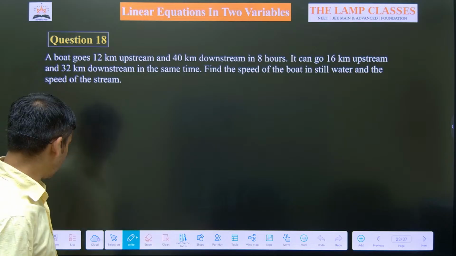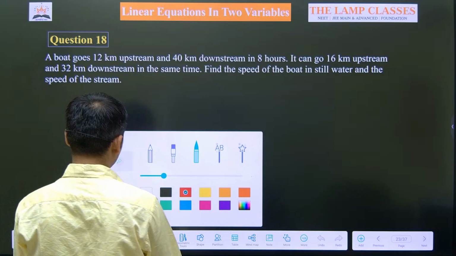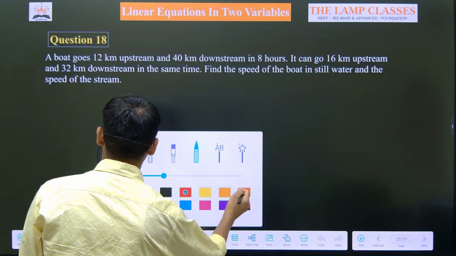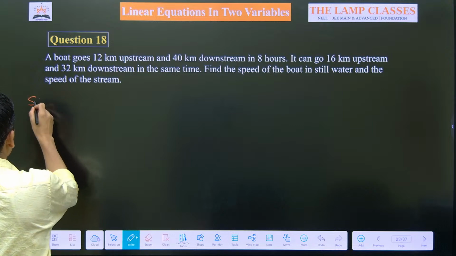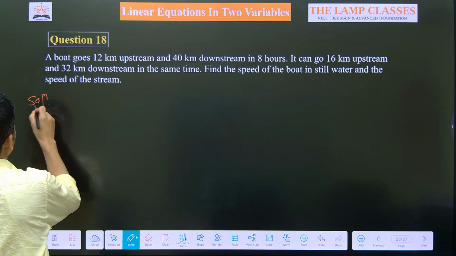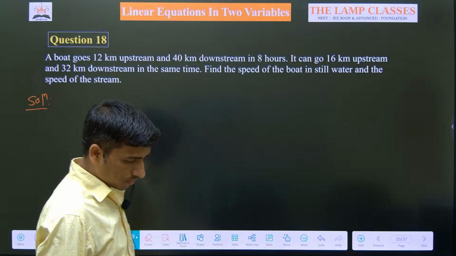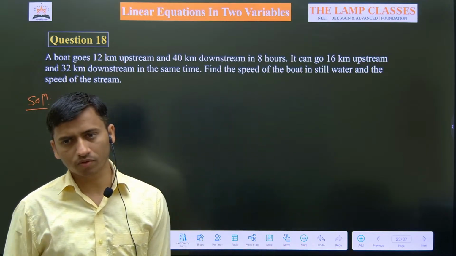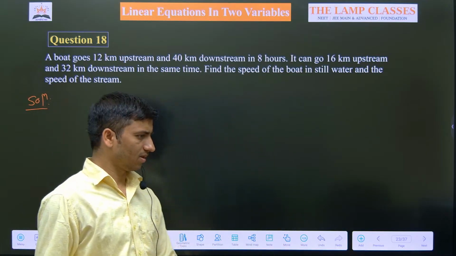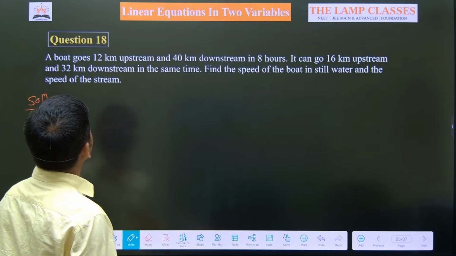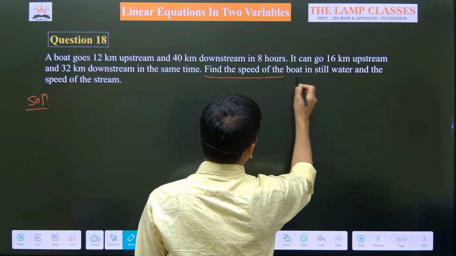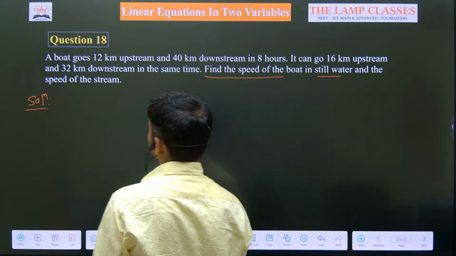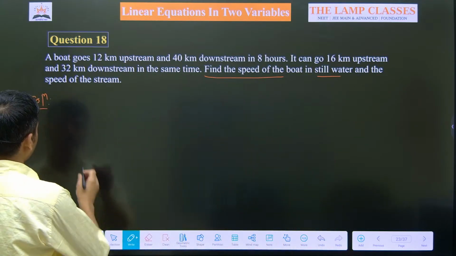Okay, let's solve it now. So we know this question, we remember it by boat problem, right? We have boat problems even in quadratic equations. So the framing of the equation again will be the same way, okay? Upstream and downstream, right? So we have to find the speed of the boat in still water and the speed of the stream.